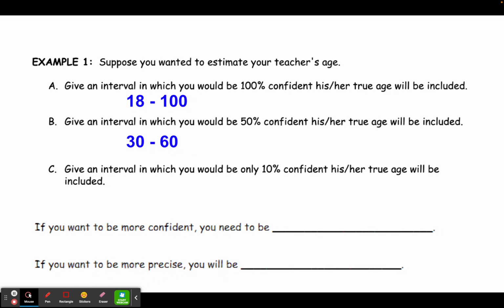Now, for part C, it says give an interval in which you would only be 10% confident his or her true age would be included.